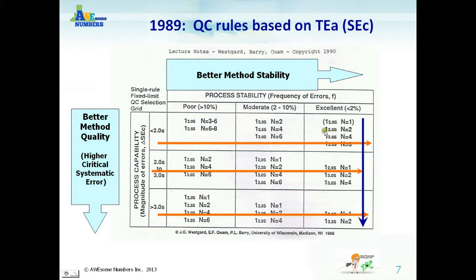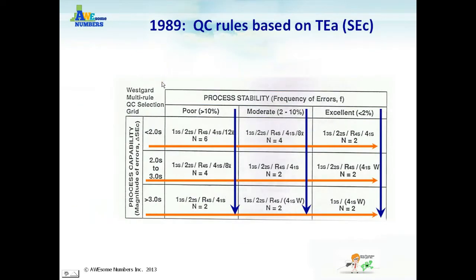So here you would use a 1-2.5s rule, here you would use a 1-3s rule, and on the bottom row you would use a 1-3.5s. And depending on your method stability and on your method capability, you would pick one of 9 different choices of QC rules. You had the same choices for multi-rules, so you could use this same process to select either single rules or multi-rules.